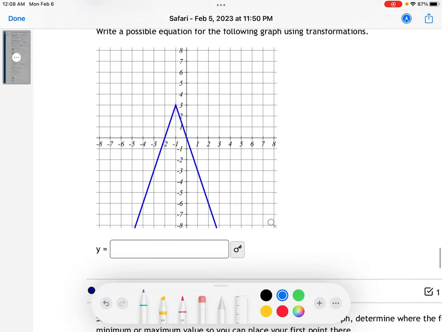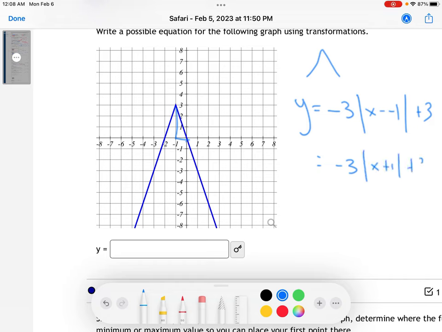Okay, another equation, getting kind of repetitive right now. Because it opens like a V, slope is going to be negative. So negative, and then from here to here, looks like we're going down 3 over 1. So like that. Now we're going to do x minus -1 plus 3. So your final answer here looks like this.